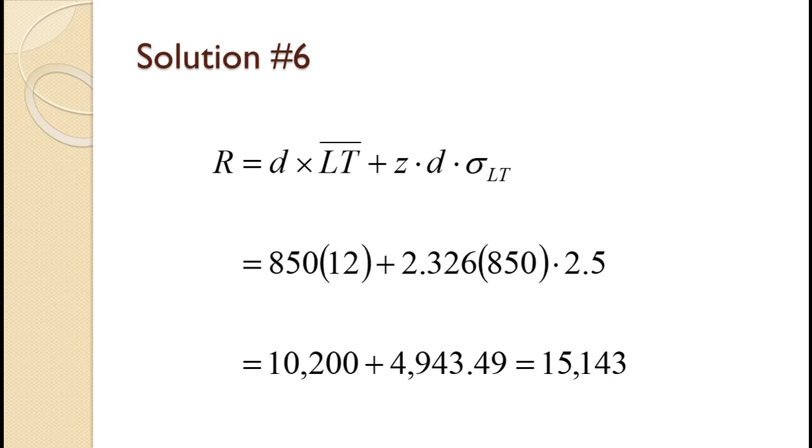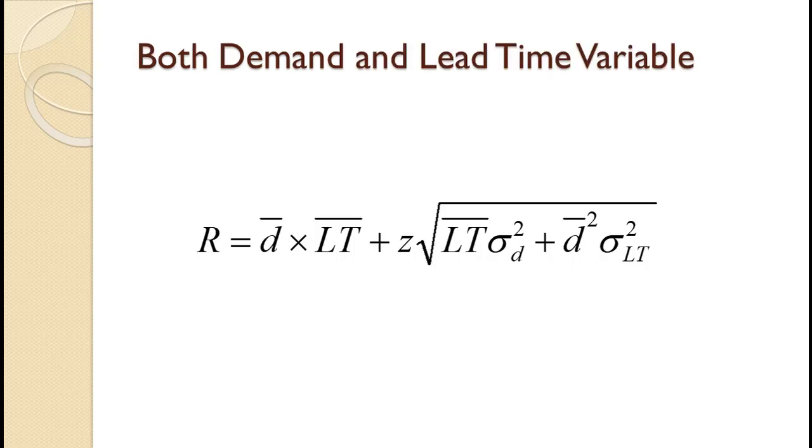Plugging in the daily demand of 850, average lead time of 12, the resulting z-score of 2.326, and the standard deviation of 2.5 yields a reorder point of 15,143. The formula on the slide is used when both demand and lead time are variable.